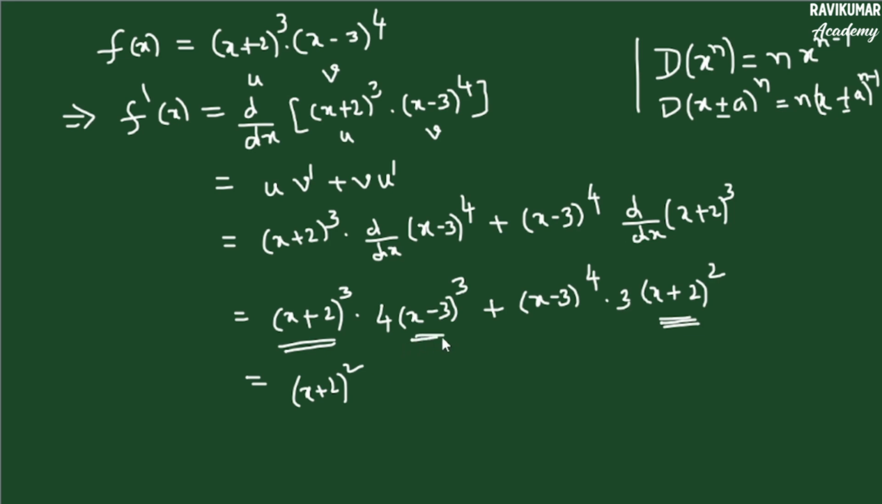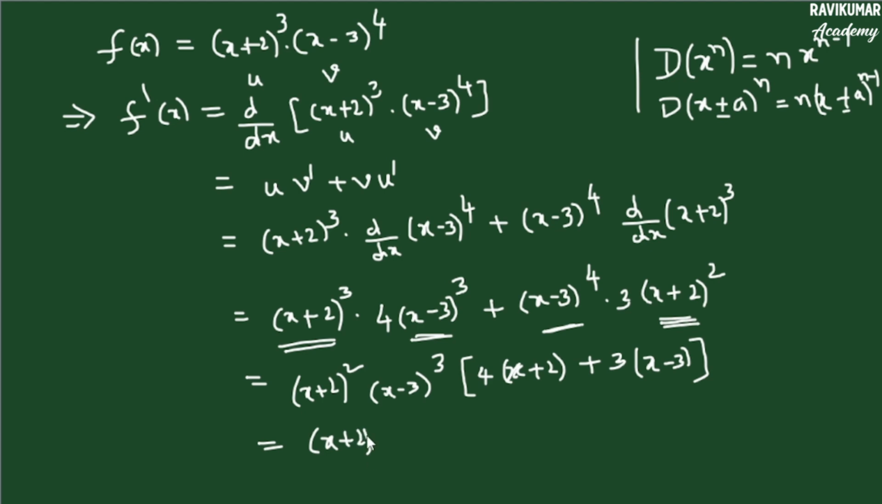In the first term, you have (x - 3) whole cube. Here you have (x - 3) whole power 4. The minimum of 3 and 4 is 3, so you can take (x - 3) whole cube from both the terms. In the first term, the constant that remains is 4 multiplied by one more (x + 2), since we have taken (x + 2) whole square. So it is (x + 2), plus in the second term it is 3 into (x - 3), since (x - 3) whole cube is taken out, so you have another (x - 3) as a factor here.